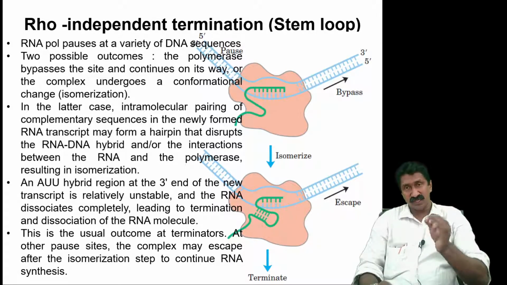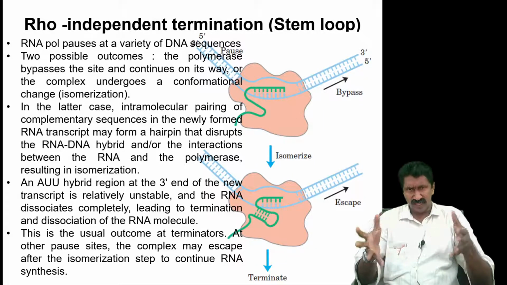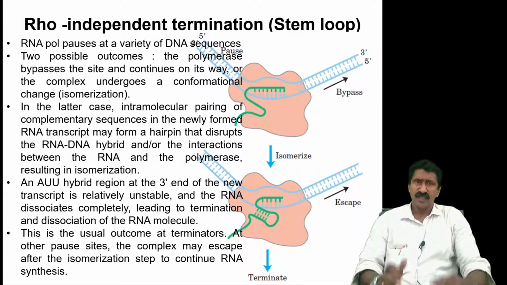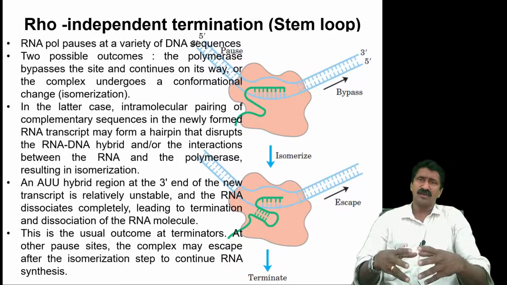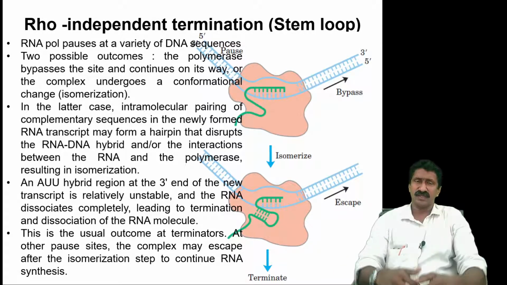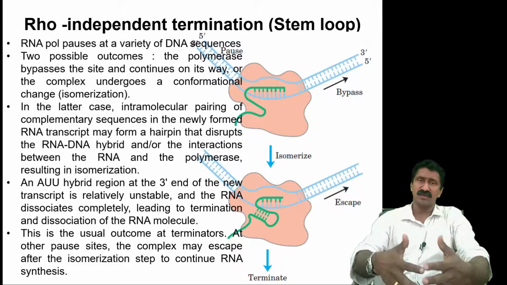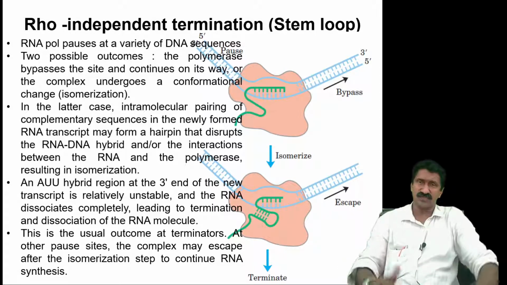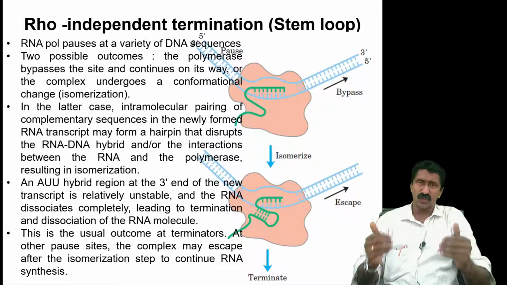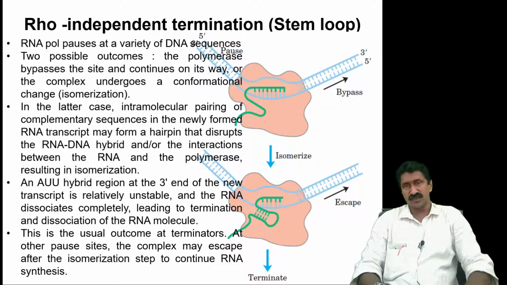So the RNA polymerase pauses at a variety of DNA sequences. Usually RNA polymerase moves by transcribing the mRNA, but when it encounters, for example, a GC-rich region, it slows down. If it is transcribing in an AT-rich region, the strand unwinding will be much easier and it will be much faster. So RNA polymerases usually pause or slow down at a variety of DNA sequences. Two possible outcomes will be there.